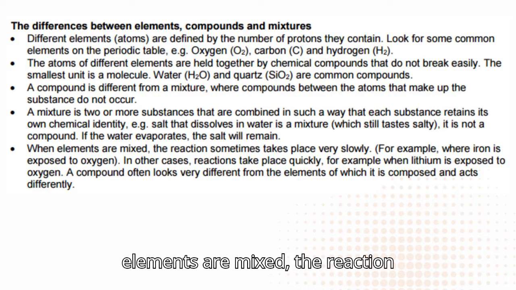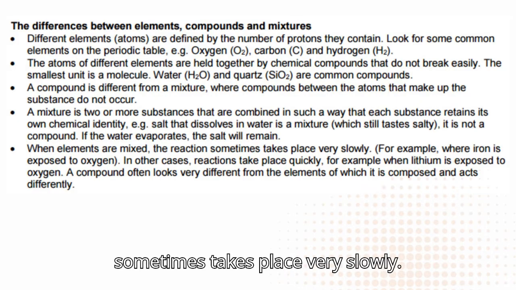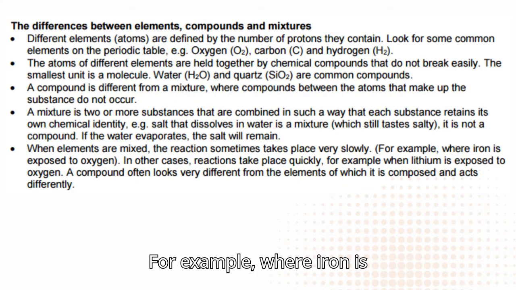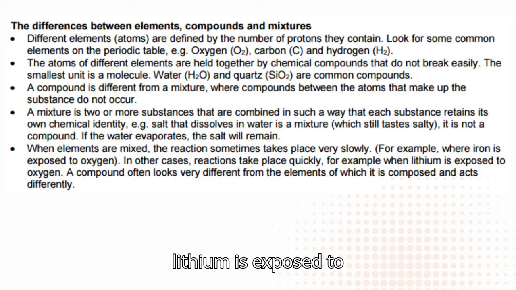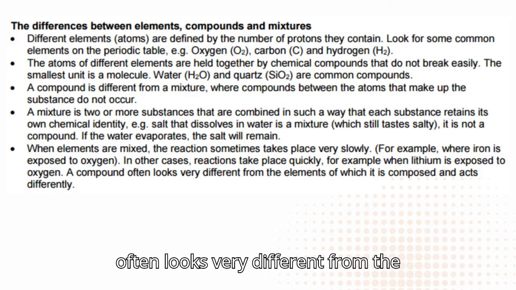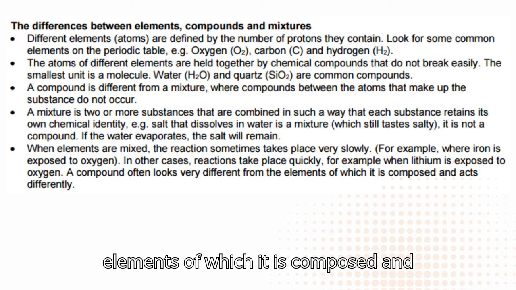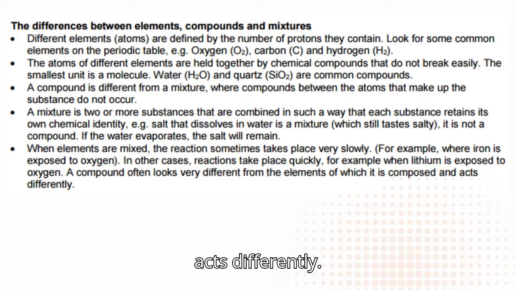When elements are mixed, the reaction sometimes takes place very slowly. For example, where iron is exposed to oxygen. In other cases, reactions take place quickly, for example when lithium is exposed to oxygen. A compound often looks very different from the elements of which it is composed and acts differently.